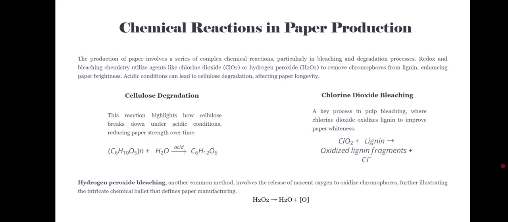Bleaching enhances brightness but must be controlled to prevent cellulose degradation, which shortens paper lifespan. Acidic conditions can accelerate degradation, so monitoring is essential. Here is a reaction showing how cellulose breaks down under acidic conditions, reducing paper strength over time and converting into glucose. Hydrogen peroxide bleaching, another common method, involves the release of nascent oxygen to oxidize chromophores, further illustrating the integrated chemical balance that defines paper manufacturing.